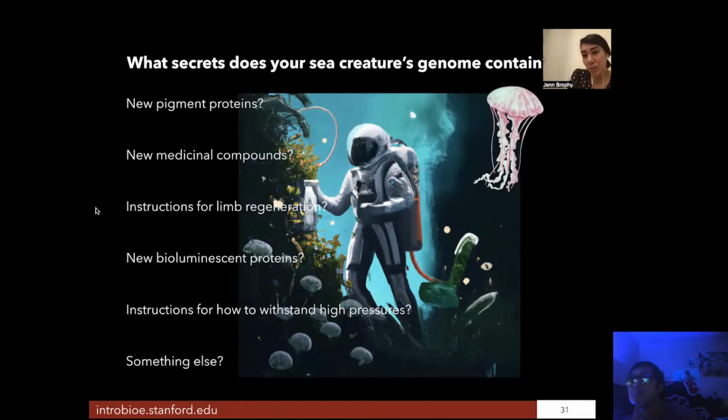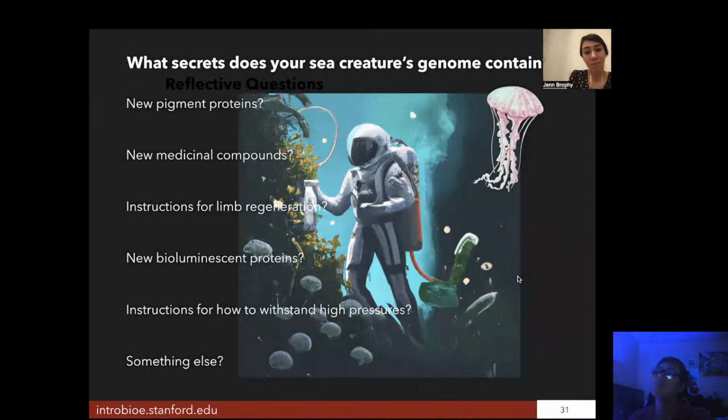Maybe there's instructions for limb regeneration. Losing a whole tentacle is not something that organisms do lightly. Usually they have a strategy to regrow that lost limb. Maybe there are new bioluminescent proteins or instructions for how to withstand high pressures. Maybe there's something else, but I think only once we sequence will we really know a little bit more about what the potential of this organism might be.